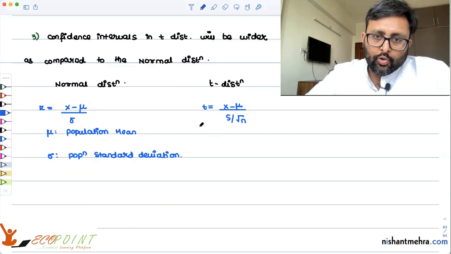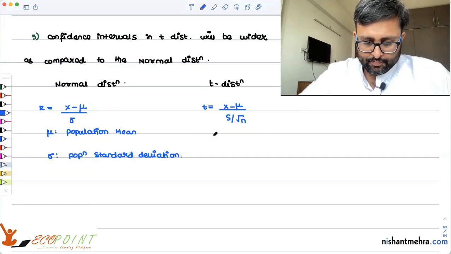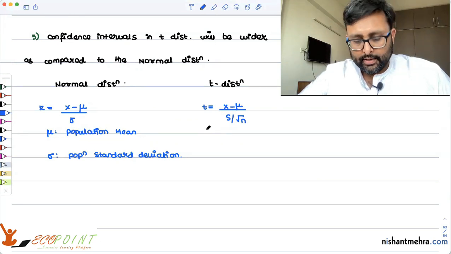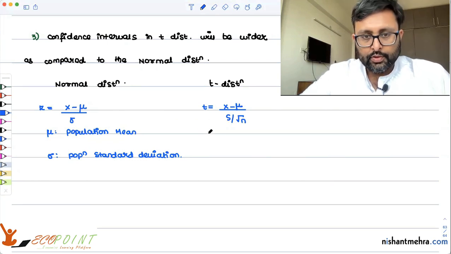So T-scores are used when you do not have an idea about the population standard deviation. So T-scores are also the standard scores. So from the individual scores, you are converting them to a standard score. But you're going to use this when you do not have an idea about the population standard deviation. So please write. Like Z-scores.